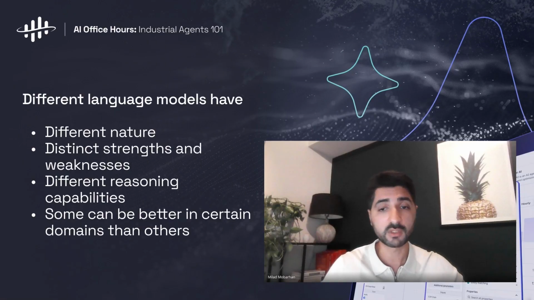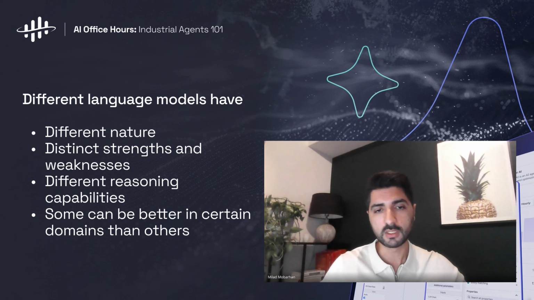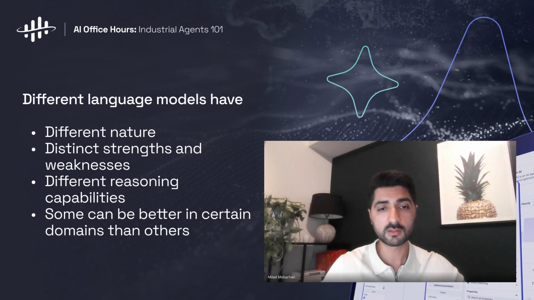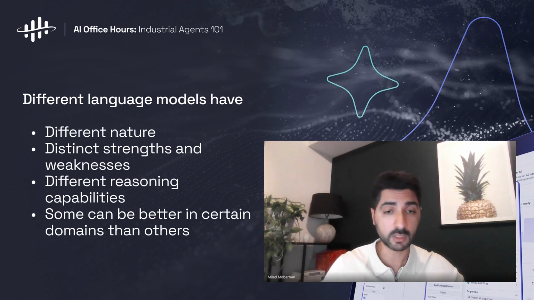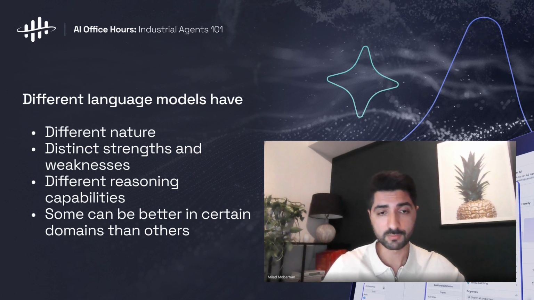Sometimes these models are grouped based on their weight class, which essentially reflects the number of parameters they consist of, which can range from a few billion parameters to hundreds of billions of parameters. I don't want to go into all the details, because my colleague Viba will be covering this topic in much more detail in the next episode. But the point I want to make is that different language models have different natures. They have distinct strengths and also weaknesses to some degree. They have different reasoning capabilities, often correlated with the number of parameters they have, and some might be better in certain domains than others, and so on.